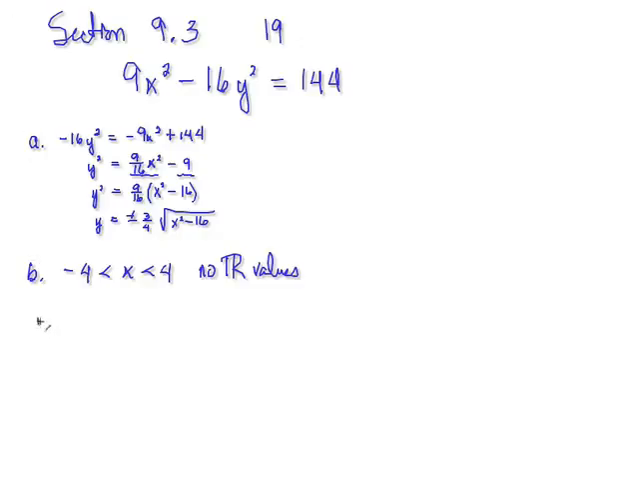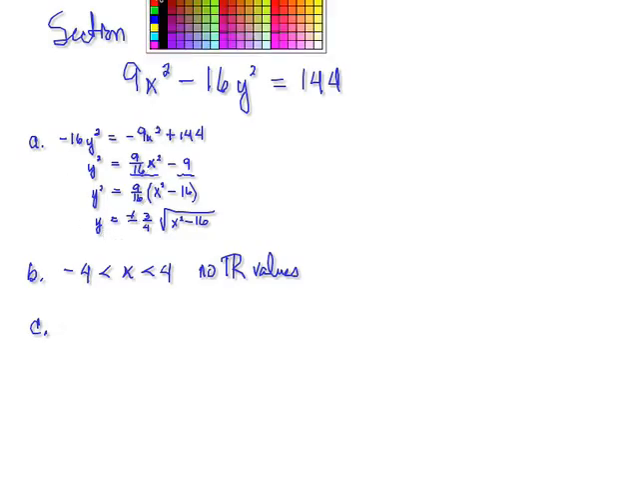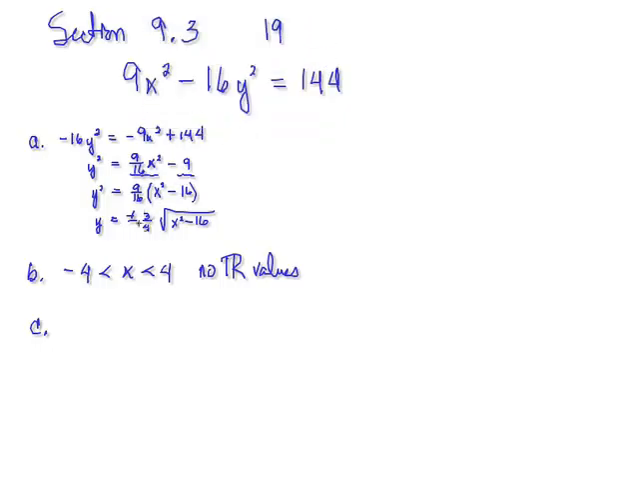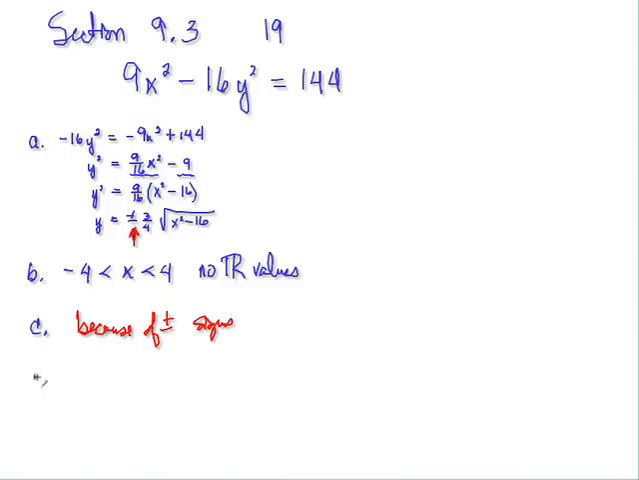Let's look at C. What does C say to do? Explain why there will be 2 values of y for each value of x. That's pretty straightforward. There's going to be 2 values of y for every x because of the positive and negative signs. There's going to be a positive value and a negative value. So there will be 2 values, because of the plus or minus signs.